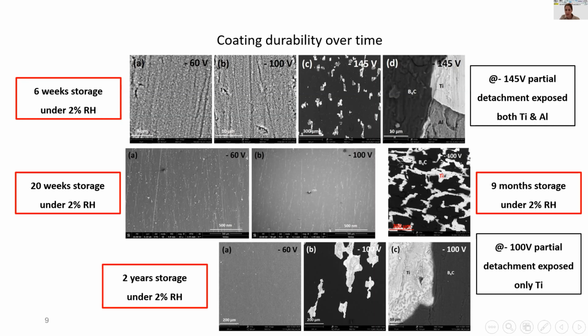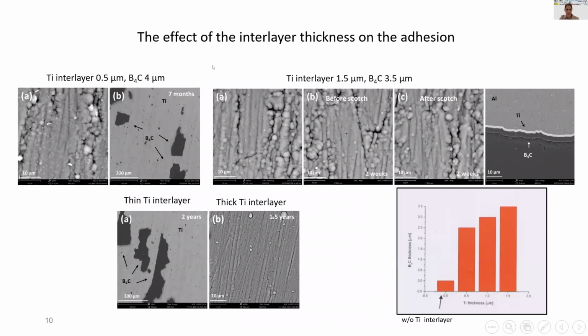And you can see here that at 100 volts, only the titanium is exposed and not the aluminum. So we attribute it to a different mechanism, stress relief over time, or oxidation over time.